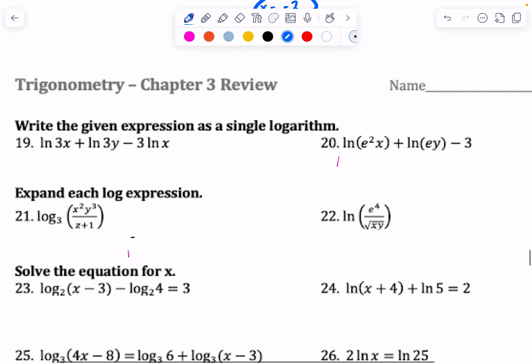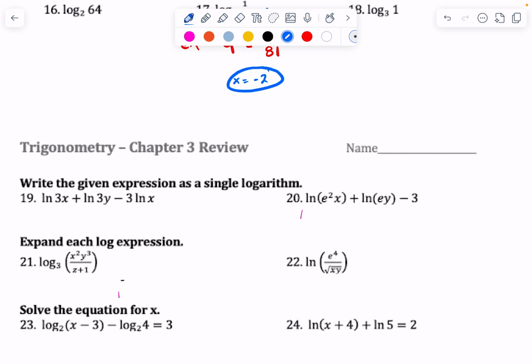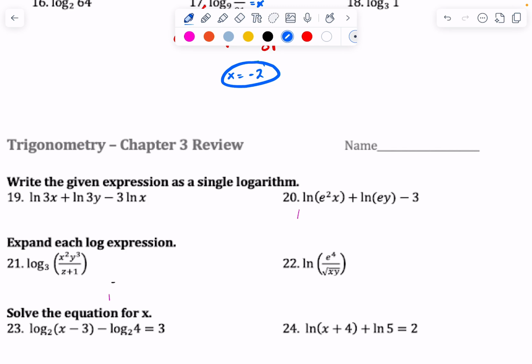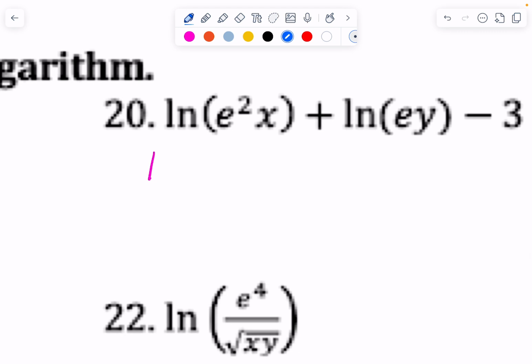Okay, let's do this ln one. Let's do number 20. They want us to put this together and write it as a single log. All right, number 20. Yeah, let's do that.